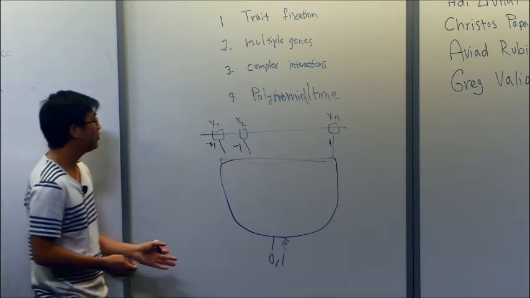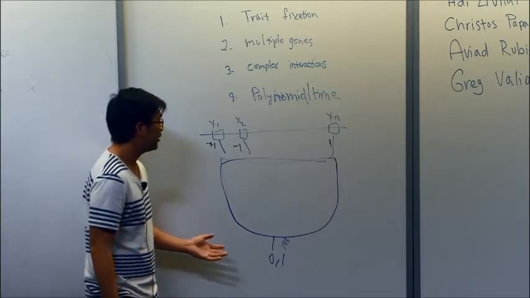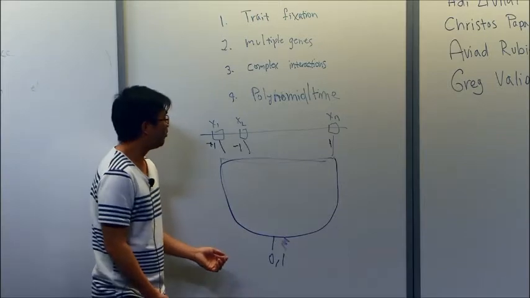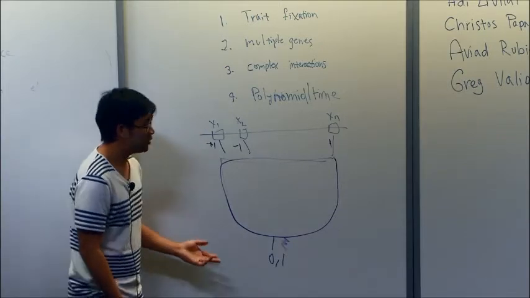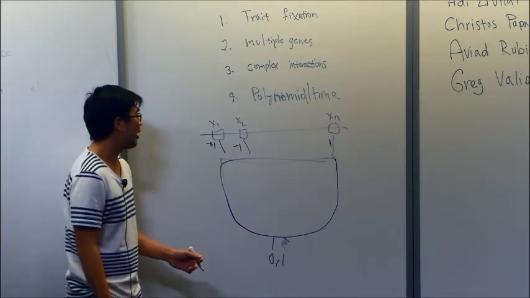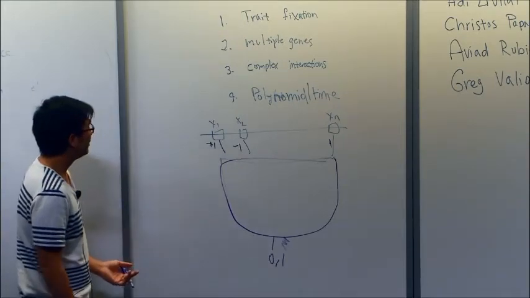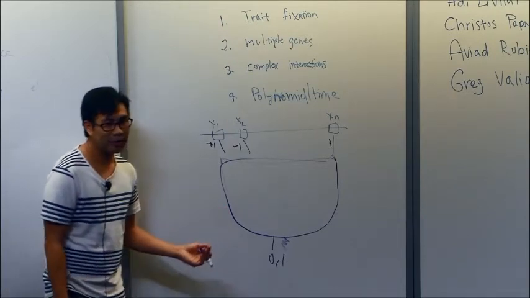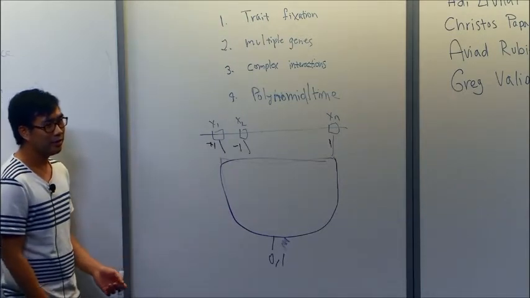And the question we want to know is, if a trait is present in the population, what happens over time? Will the trait become fixed in the population? How long will it take? And what will the genotypes of the population look like after fixation?